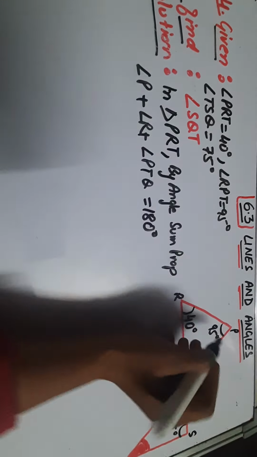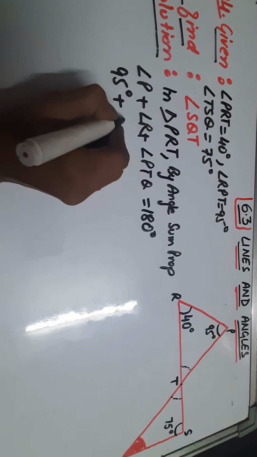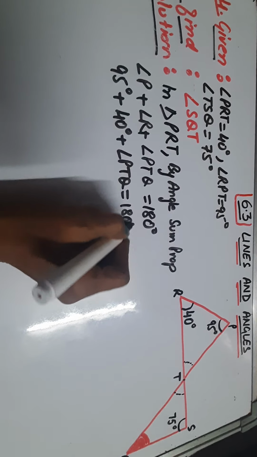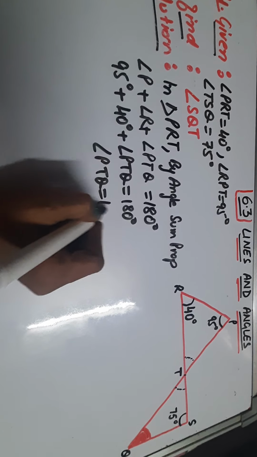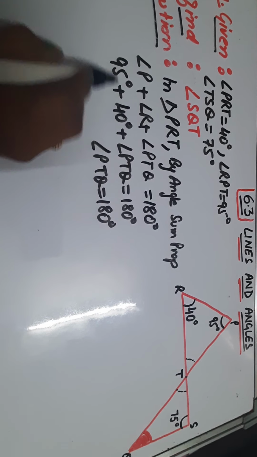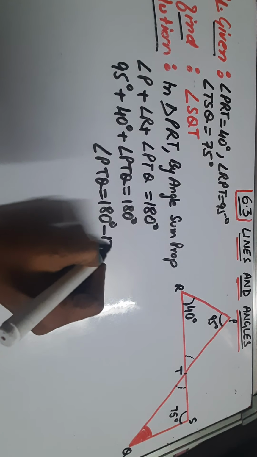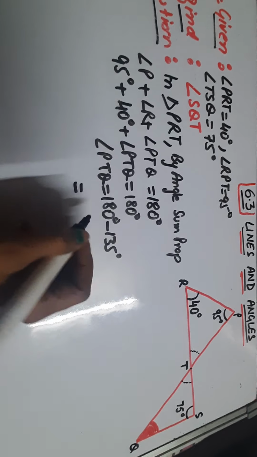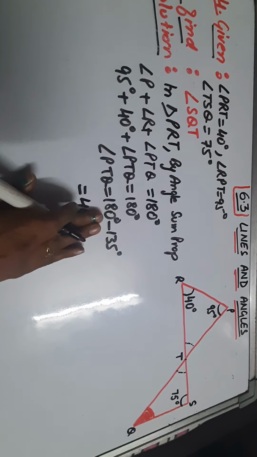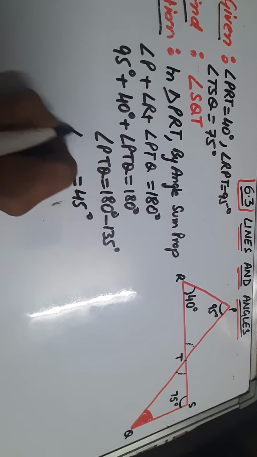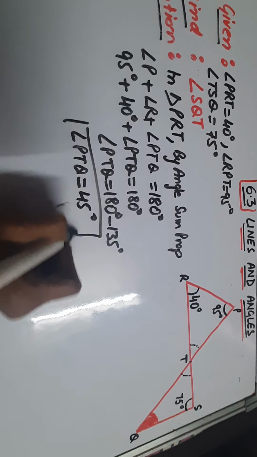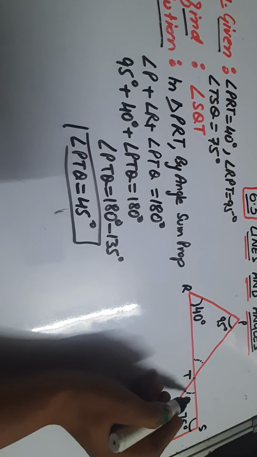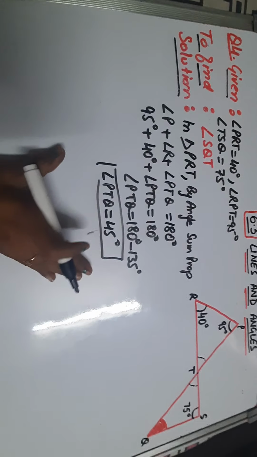So angle P is given to us as 95 degrees, then R is 40 degrees. So from here we'll get angle PTQ, and angle PTQ will be equal to 180 degrees minus the sum of these two, which is 135. So we'll get it as how much? It will be 45 degrees. So angle PTQ from here we get as 45 degrees. So if this is 45, then this will also become 45, vertical opposite. So we have done the first step.